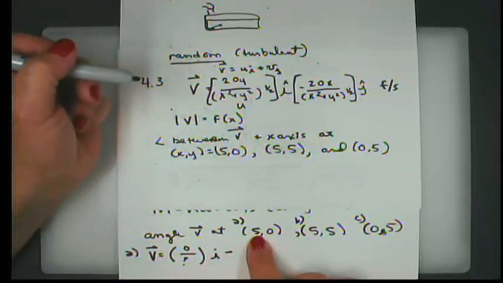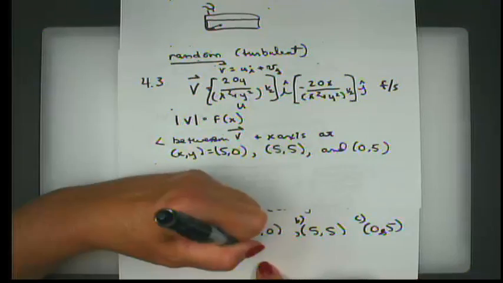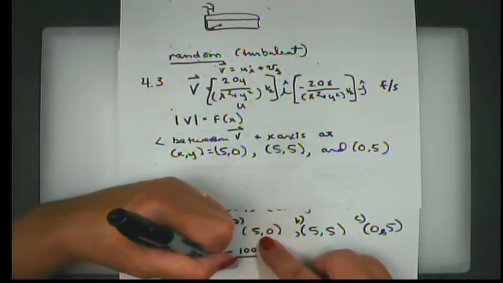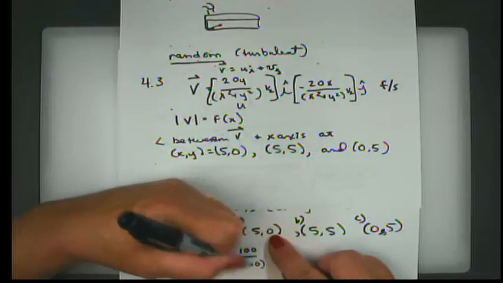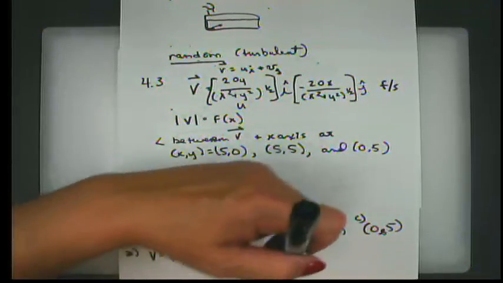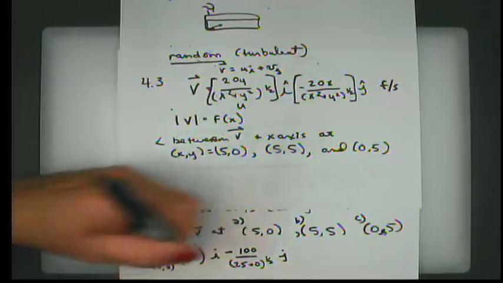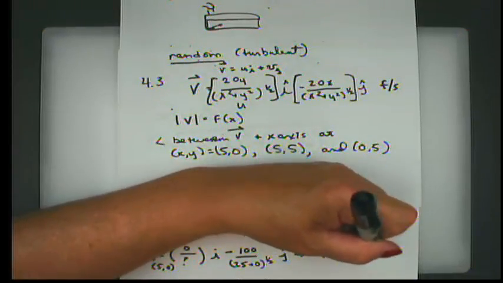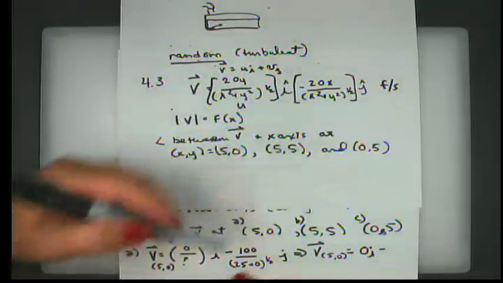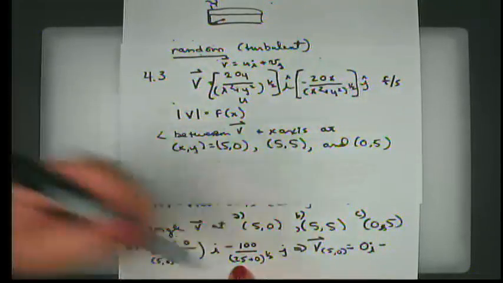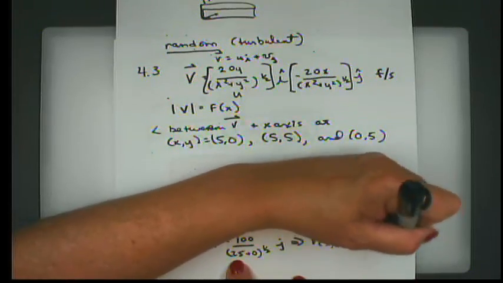Minus 20 times x, which is 5. 20 times 5 is 100, over x squared, 5 times 5 is 25, plus y squared, which is 0. Take the square root of that, and that's my component in the j direction. So my velocity at the first point, (5, 0), is 0i minus, let's go ahead and do the math. The square root of 25 is 5, so it's 100 divided by 5, which is 20j.